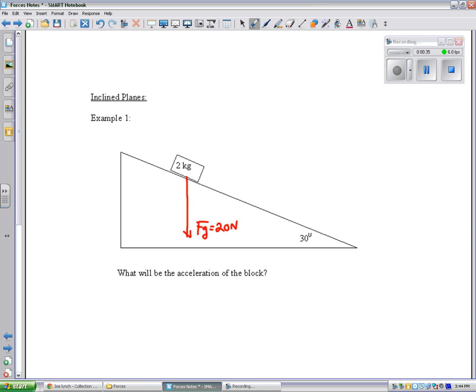Okay? Now, the normal force is going to look a little funny in this one because if you remember, normal means perpendicular to the surface. So it's not going to be pointing straight up this time. It's going to be pointing off this way at a right angle to the surface.